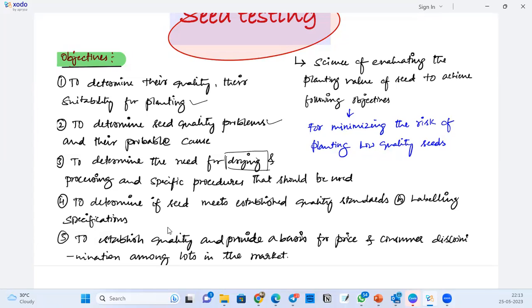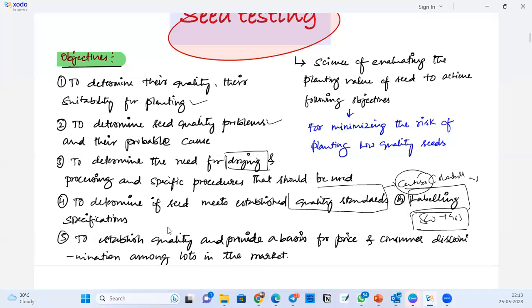Next, to determine whether the seed meets the established quality standards, which is very important for both certification and labeling. According to the Seed Control Order 1983, whatever seeds are sold in the market must be compulsorily labeled. So seed testing becomes very important for the labeling part, even if the farmer or the seed producer is not going for certification. Next, to establish the quality and provide the basis for the price so that it will attract consumers in the market. So what is seed testing in the first place? It's just the science of evaluating planting value to achieve the following objectives. So what are the following objectives? I told you, right?